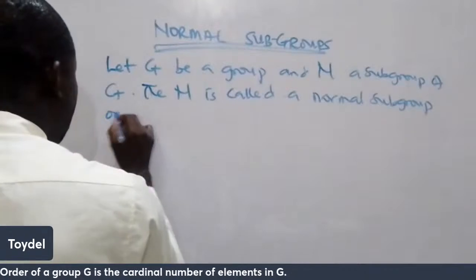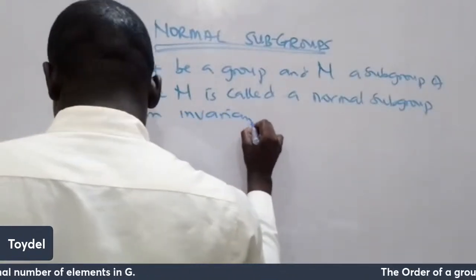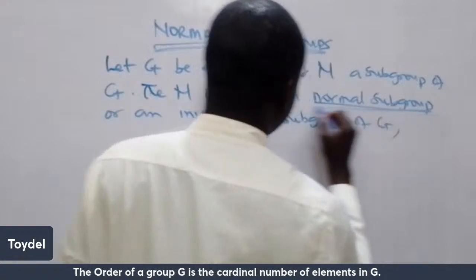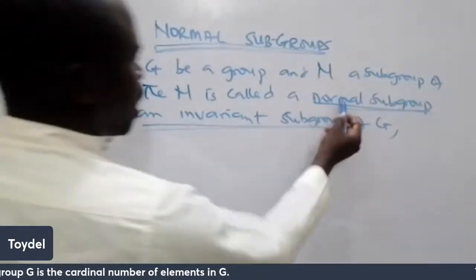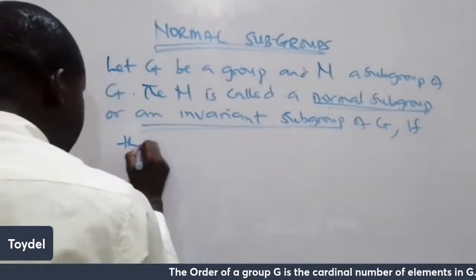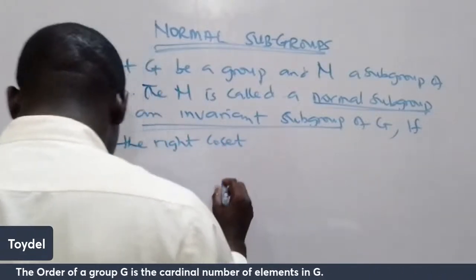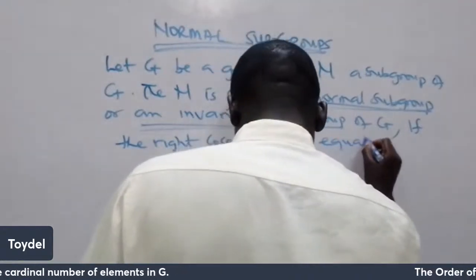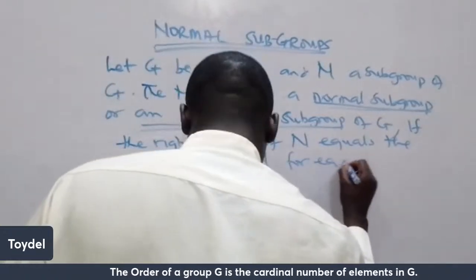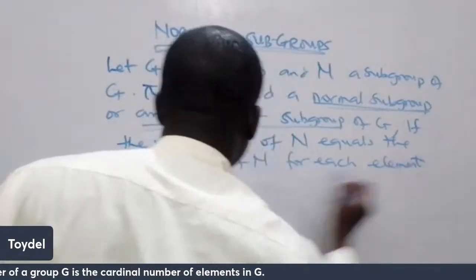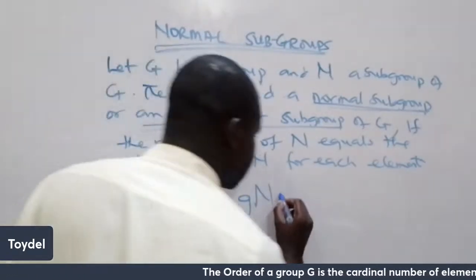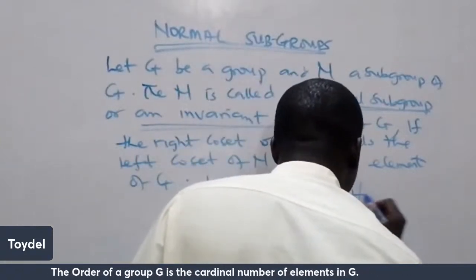N is called a normal subgroup or an invariant subgroup of G, if the right coset of N equals the left coset of N for each element of G. That is, if you have gN, the right coset, is equal to Ng for all g that belongs to the group.